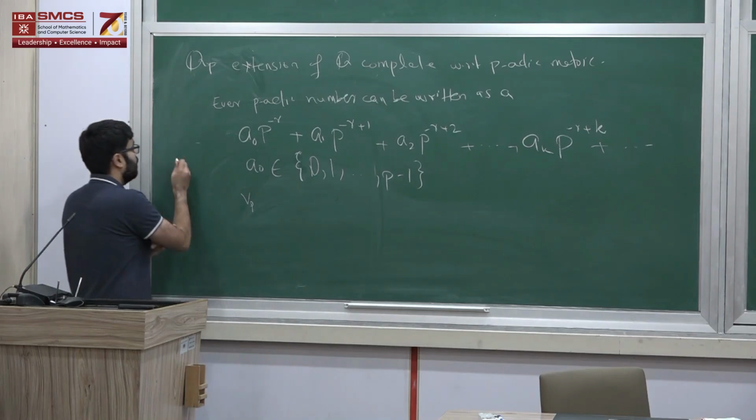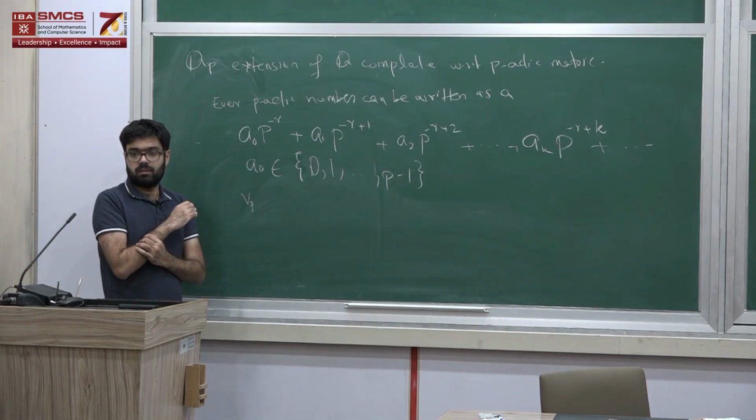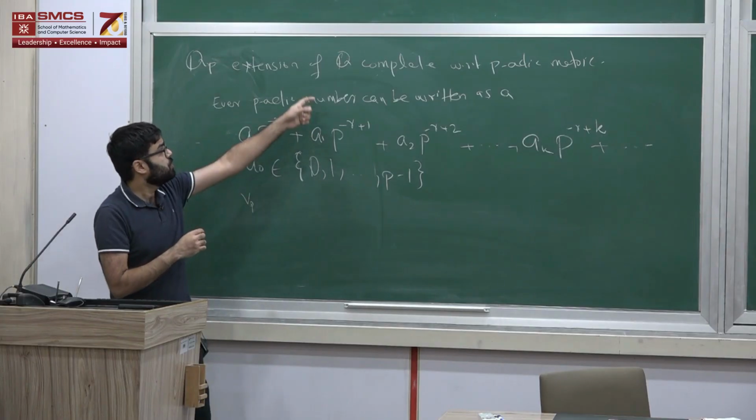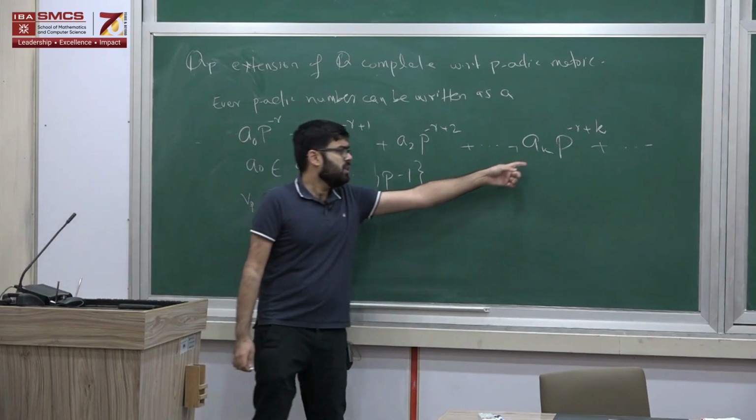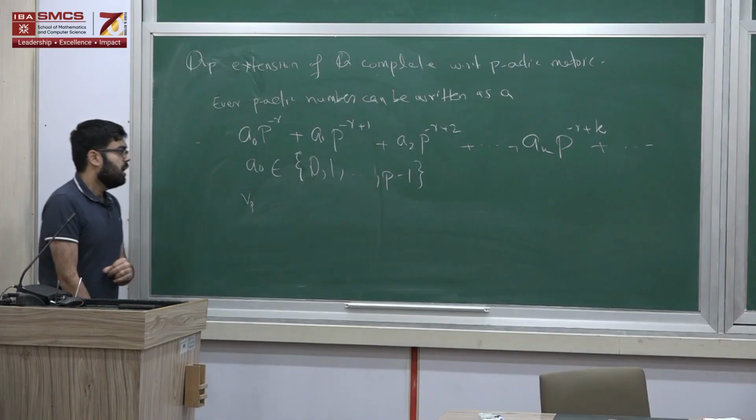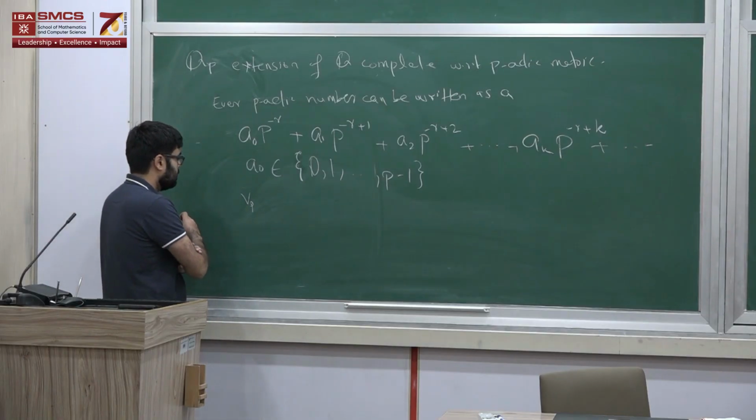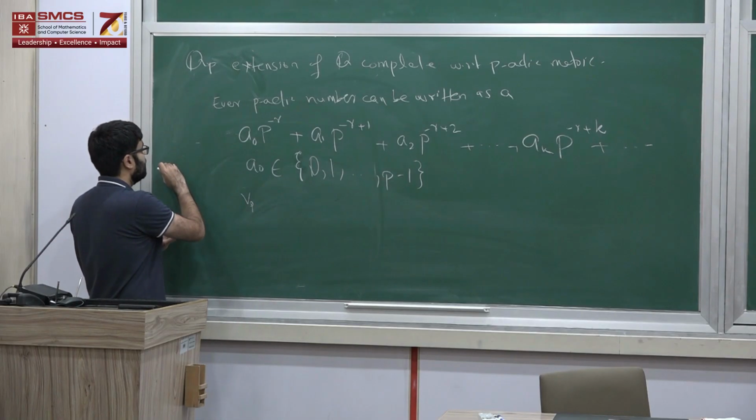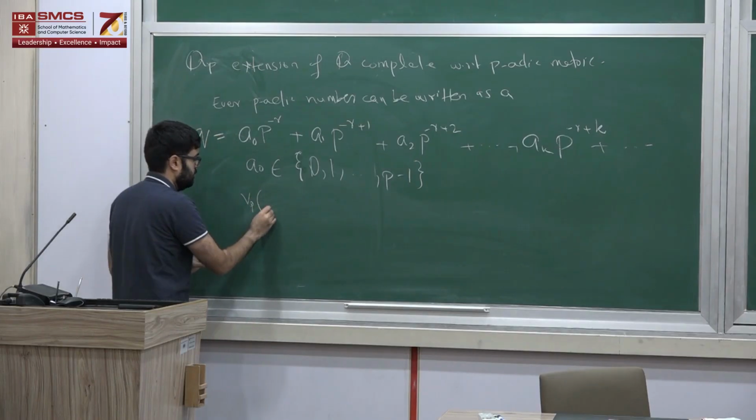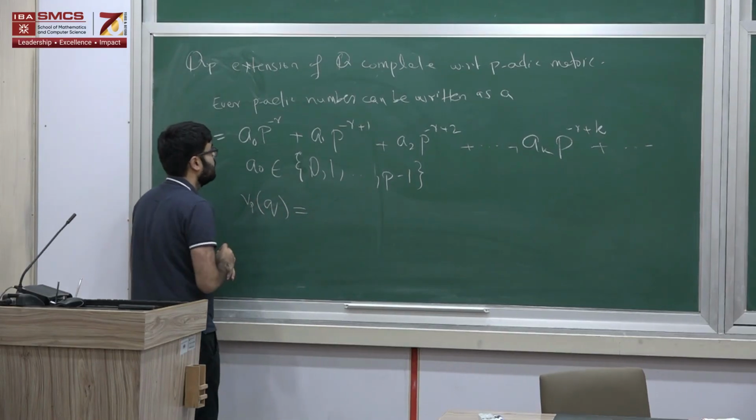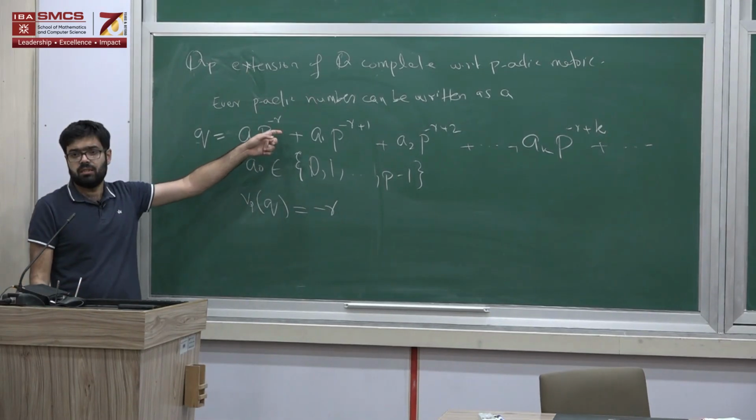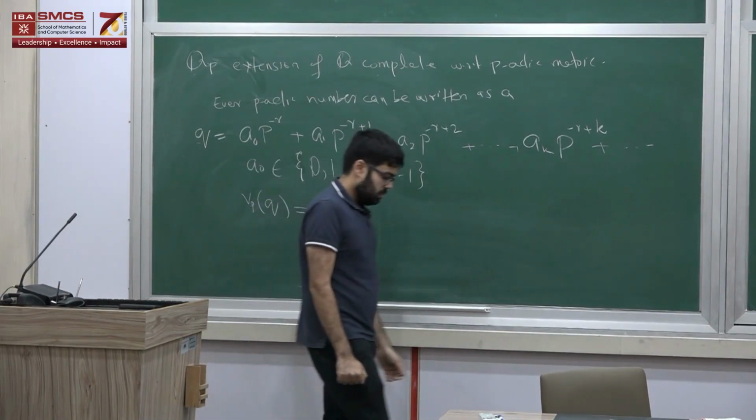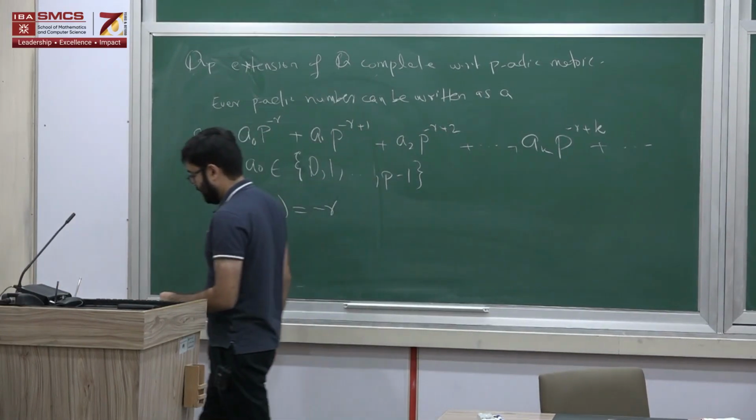Can there be finitely many of these coefficients non-zero? Yes, that will just correspond to a rational number. So, this is an extension. What we are saying is ak can become 0 after some maximum value. So, Vp of this number, let me name it q, is minus r. It is the smallest power of p that appears in this series.